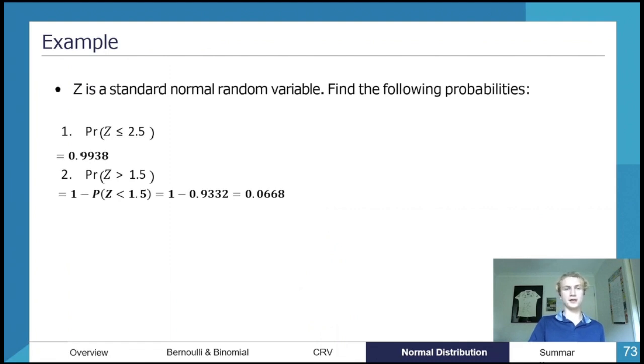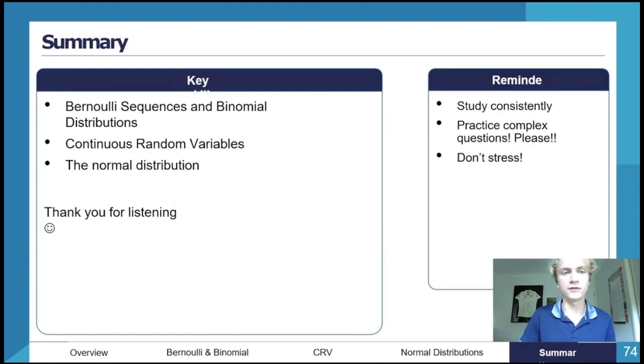So an example would be to find the following probabilities if z was a standard normal random variable between those two. So you would have to use the norm CDF function or PDF. But yeah, you will memorize these values at some point, and then ditto for the 1.5.